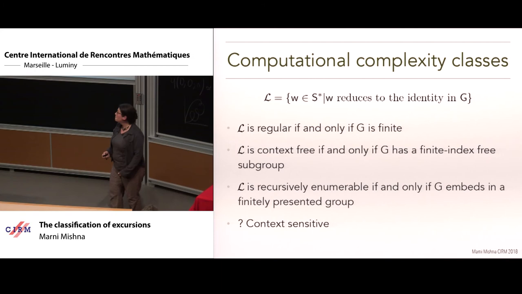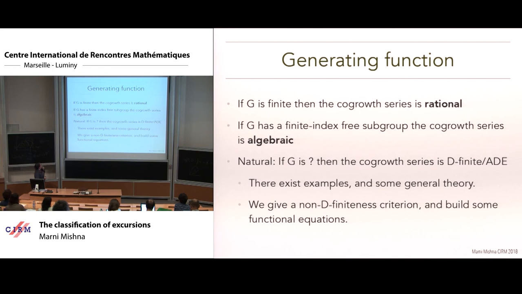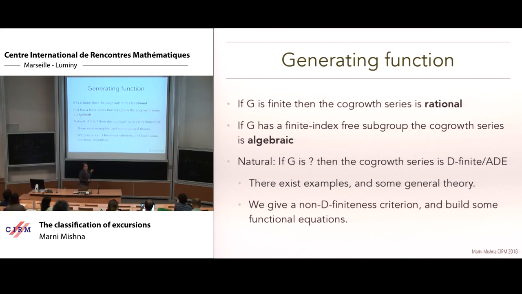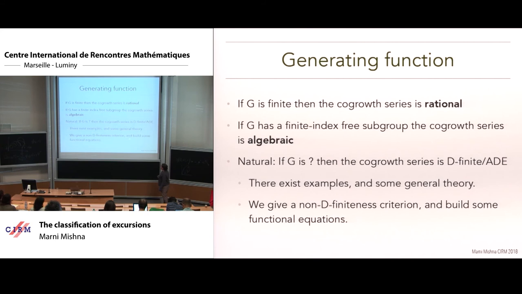So in the computational complexity hierarchy, you can go on, and indeed people have, to talk about recursively enumerable. And whether it's context-sensitive is still open. But from the generating function point of view, this means that we have the first two layers. If the group is finite, the cogrowth series generating function is rational. And in that second condition, it's going to be algebraic. And so, of course, it's a natural question to ask, when is it D-finite? When is it algebraic? In this universe, you have lots of examples and even some general theory.